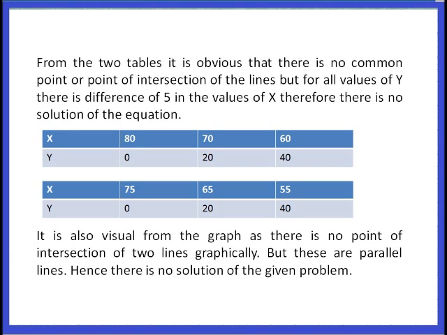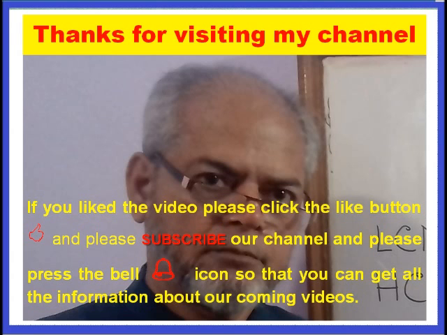From the two tables, it is obvious that there is no common point or point of intersection of the lines. But for all values of y, there is a difference of 5 in the values of x. Therefore, there is no solution of the equations. It is also visible from the graph, as there is no point of intersection of the two lines graphically, but these are parallel lines, hence there is no solution of the given problem.